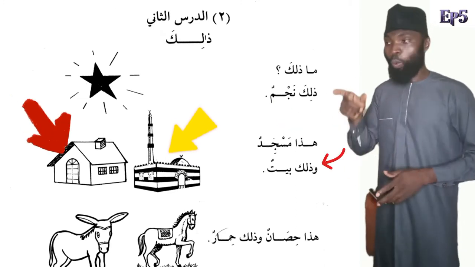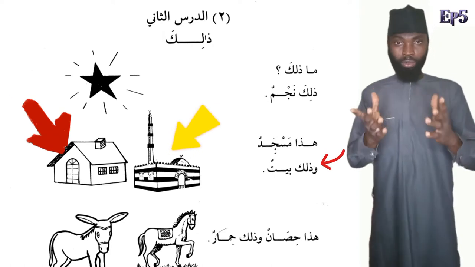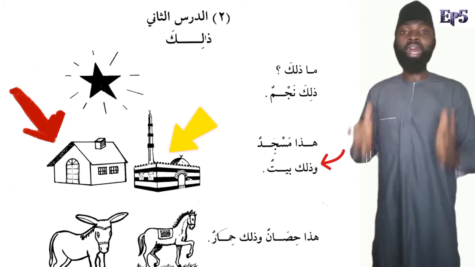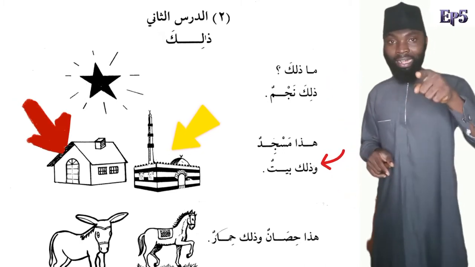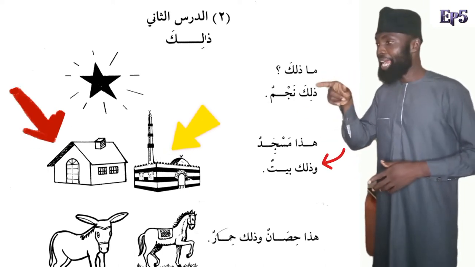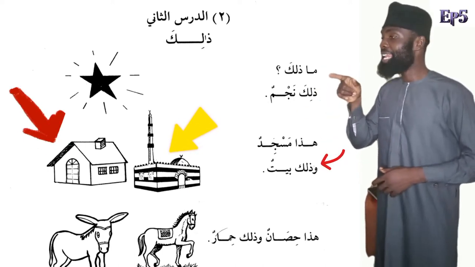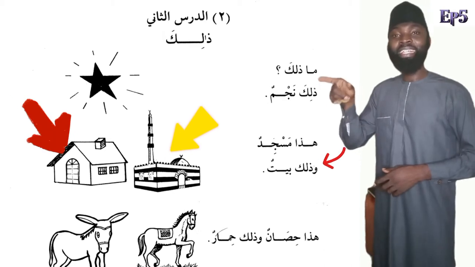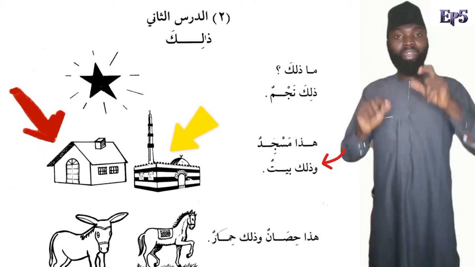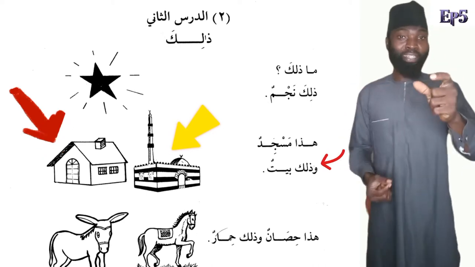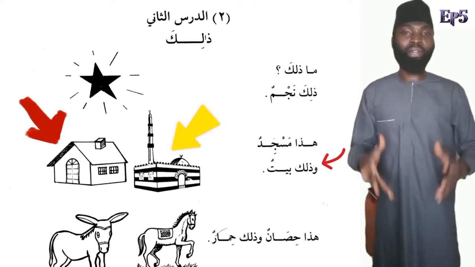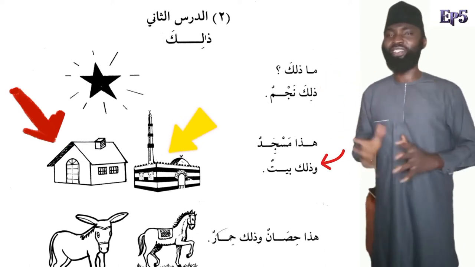Under it we have wa. What is wa again? Good. Wa, and. Wa dhalika, and that. Baytun, a house. Wa dhalika baytun, and that is a house. These two images are used to explain both the proximal demonstrative pronoun and also the distal demonstrative pronoun. May Allah grant us understanding.